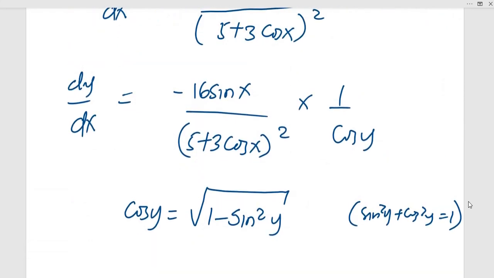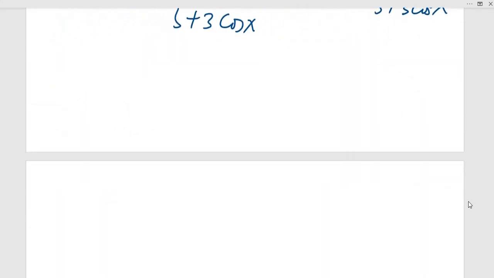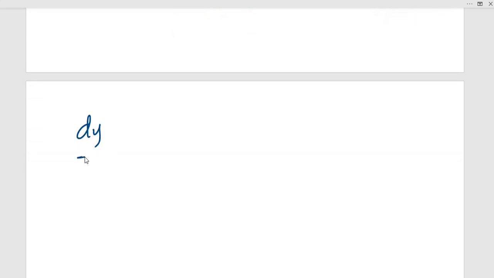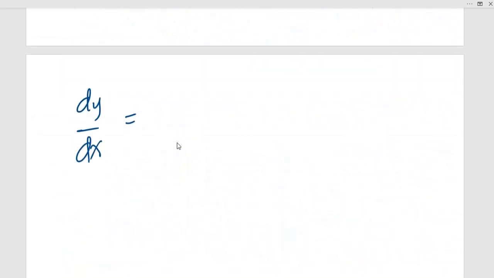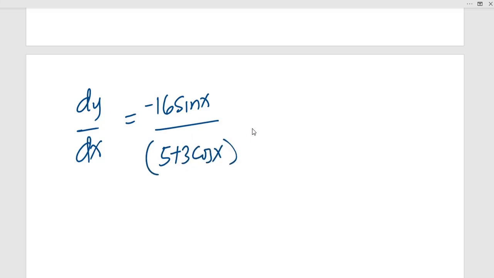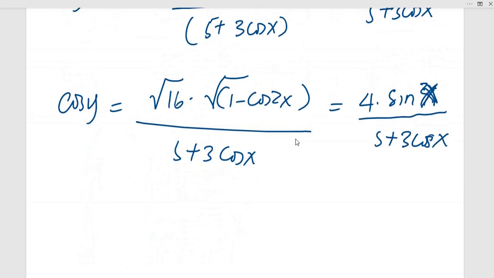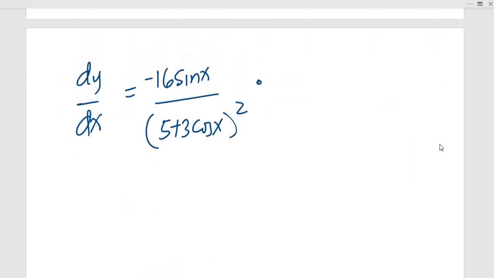So now we remember our expression here. We had dy dx equal to negative 16x divided by 5 plus 3 cos squared x, then times 1 over cos y. What does that mean? We need to get dy dx at the end of the day. So dy dx is equal to negative 16 sine x divided by 5 plus 3 cos x squared, times 1 over cos y, and 1 over cos y is the reciprocal of this expression, which is now 5 plus 3 cos x divided by 4 sine x.